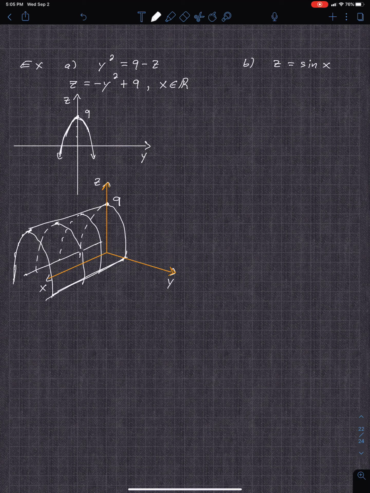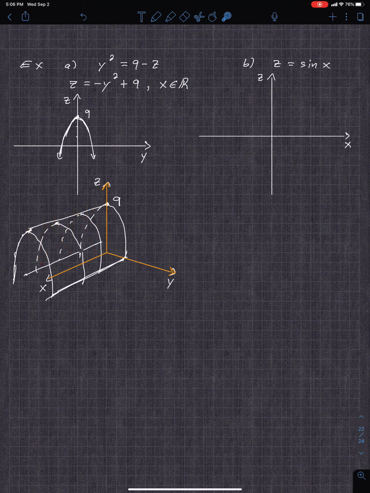So z equals sine x is, again, something you can graph in 2D first to get an idea. So in 2D, that's your curve. And what would it look like? Well, that's like saying this is x and this is z. So it's in the xz plane. So the xz plane is like back here, like that.